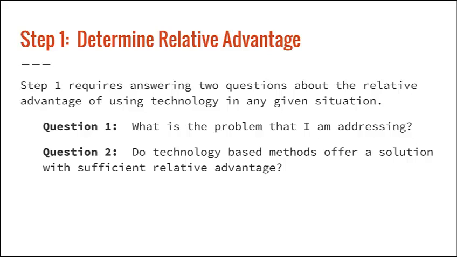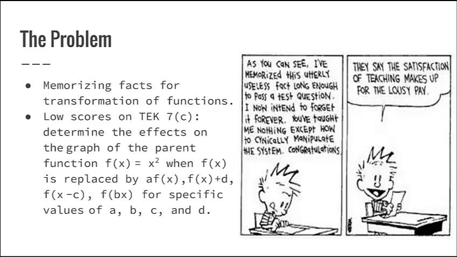The first step of Phase 1 addresses relative advantage by answering two questions. Number 1, what is the problem that I am addressing? And number 2, do technology-based methods offer a solution with sufficient relative advantage? In Algebra 2, students need to determine the effects on the graph of various functions when the function is multiplied by a number or has a number added or subtracted from it, as written in Algebra 2, TEK 7C.